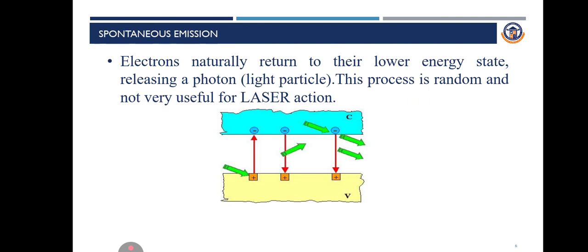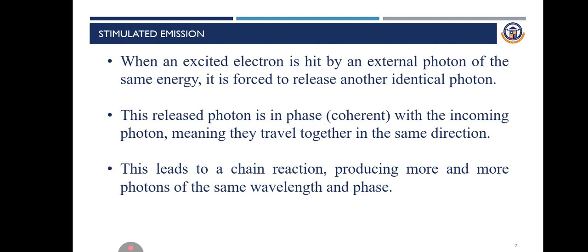So next one is spontaneous emission. Spontaneous emission is the emission of a photon by the spontaneous and direct recombination of an electron-hole pair. So we have the valence band and the conduction band. The electrons naturally return to their lower energy state, releasing a photon. This process is random and it's not useful for laser action.